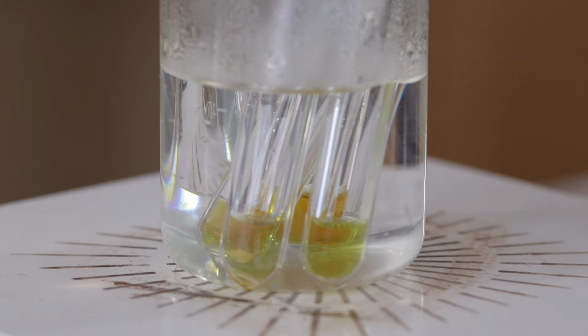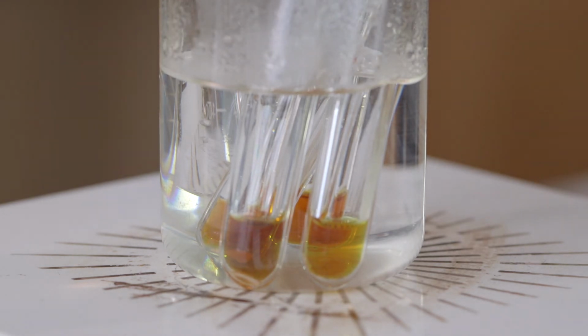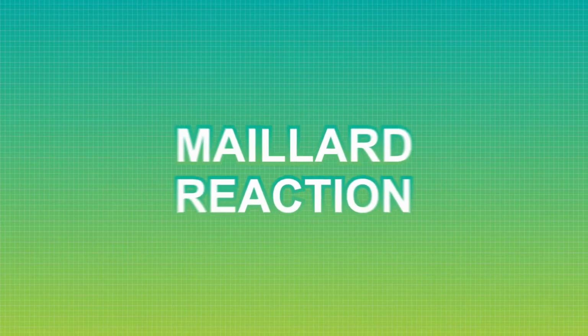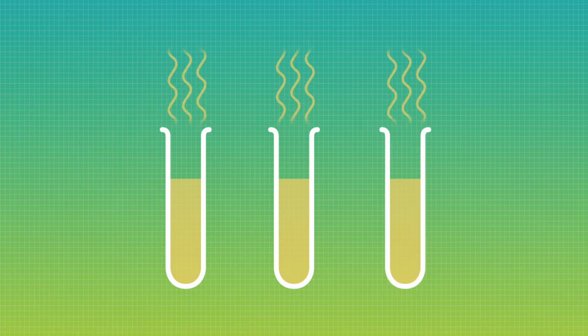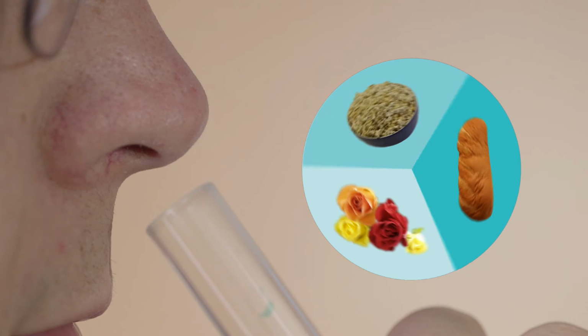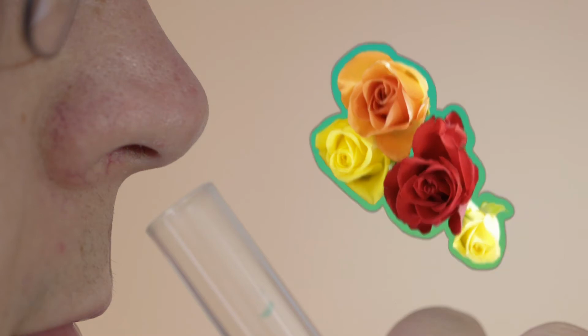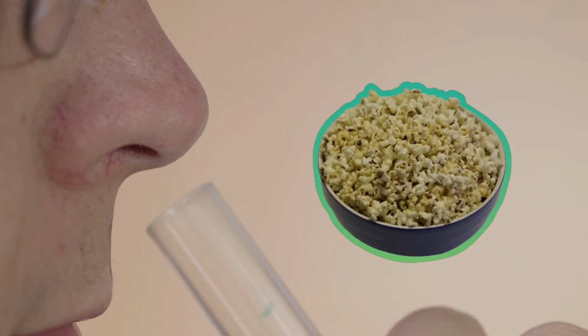This is due to the melanoidins. It is possible to get quantitative data for this reaction by using a colorimeter to measure the intensity of the colour. There is more to Maillard reactions than just colour. One of the most important effects is the production of new aromas. If you smell the tubes, you'll definitely smell some familiar smells depending on the amino acids. Valine smells like bread, phenylalanine produces a floral scent, and glutamic acid smells of popcorn.